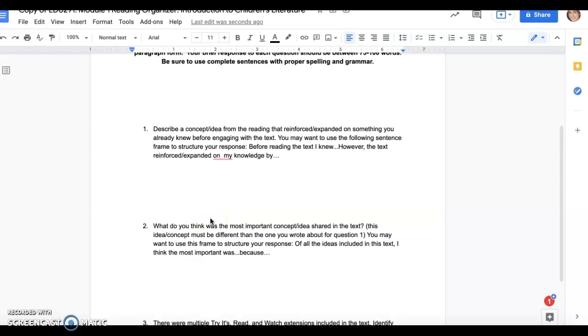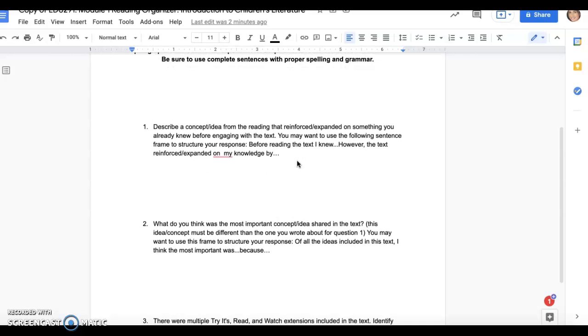So for every reading, you will, in number 1, describe a concept or idea from the reading that reinforced or expanded on something you already knew prior to engaging with the text. You can use these sentence starters if you'd like, but you don't have to. So before reading the text, I knew blank about children's literature. However, the text reinforced my knowledge on, or expanded my knowledge by, and then tell me here. This will be the same question for every reading organizer throughout the modules.